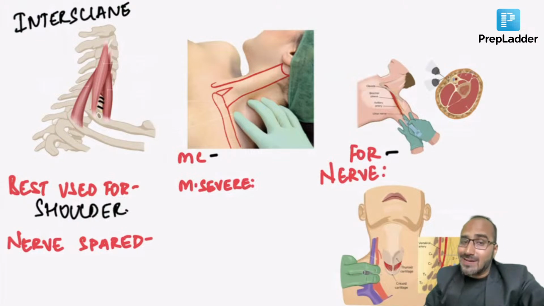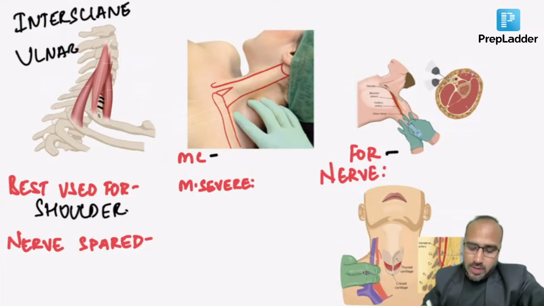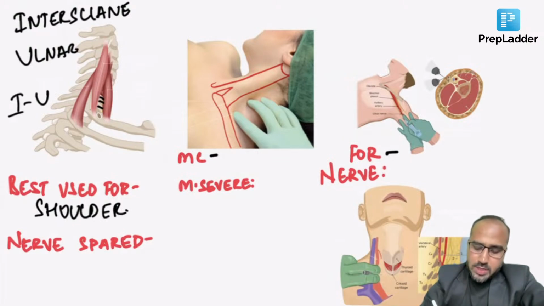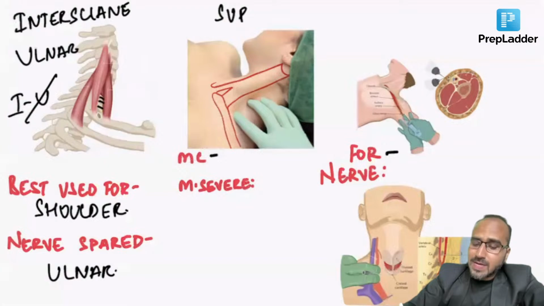And the nerve that is spared in interscalene, remember, interscalene, the nerve that is spared is the ulnar nerve. Interscalene, I and U. Always remember I and U are not always together. The nerve that is spared is the ulnar nerve. Okay. Next, the second route is called the supraclavicular route.